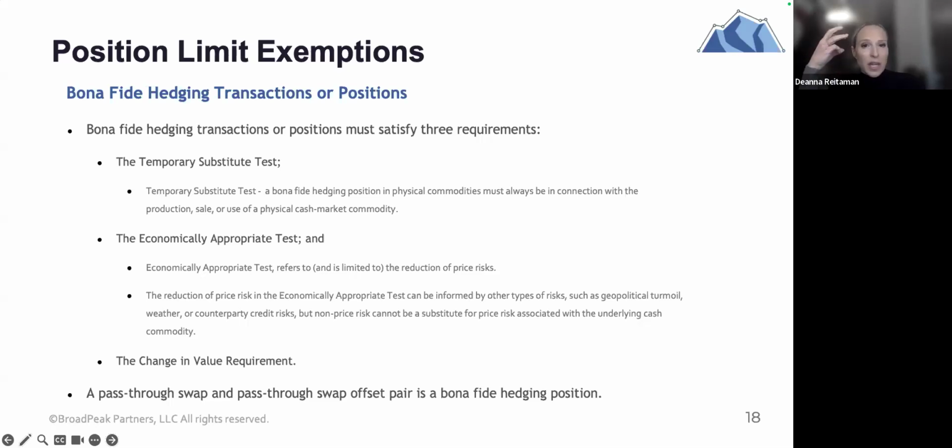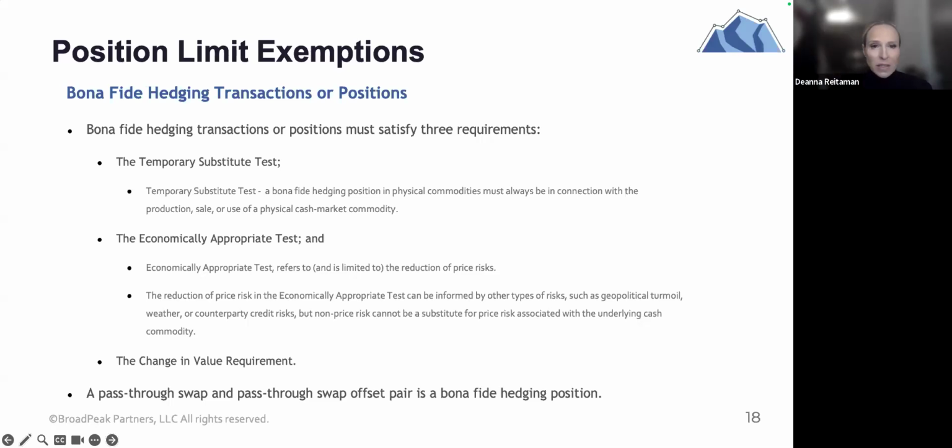So the bona fide hedging exemption has 3 requirements. If you're going to claim your position is an exemption to the limit, so it doesn't count, it must pass 3 tests: the temporary substitute test, the economically appropriate test, and the change in value requirement.